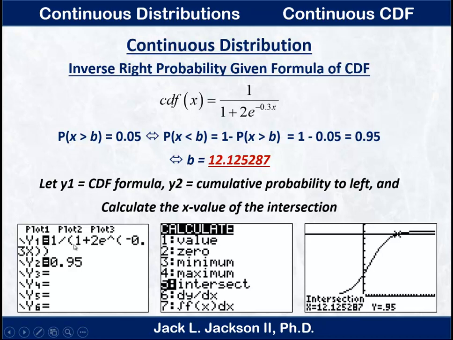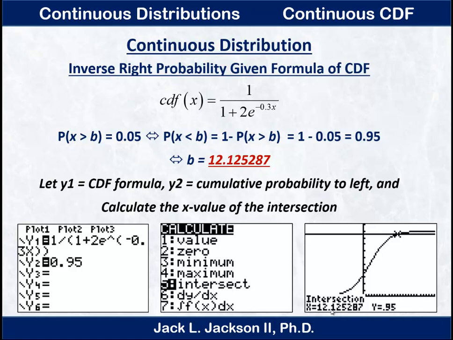So let y1 be the CDF formula as always, and y2 is the cumulative probability, that is a left probability, 0.95, 95%. Again, calculate an intersection and enter that in, and we get the x value we're looking for. Of course, our cumulative probability is 0.95. That's the left probability again, leaving 5% to the right. The x value that we're looking for is 12.125287.